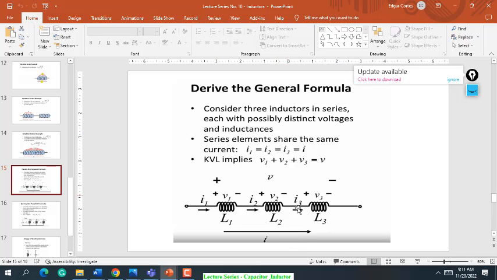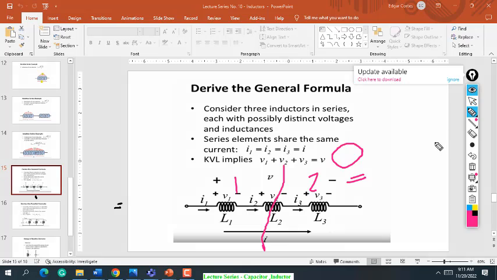So we add that one, okay? So for example, we have these three inductors connected in series, no? And then consider these three inductors in series. It's with positive distributed voltage and inductance. Series elements share the same current. Okay, so the same ni siya sa resistor. The same current naman siya, class.